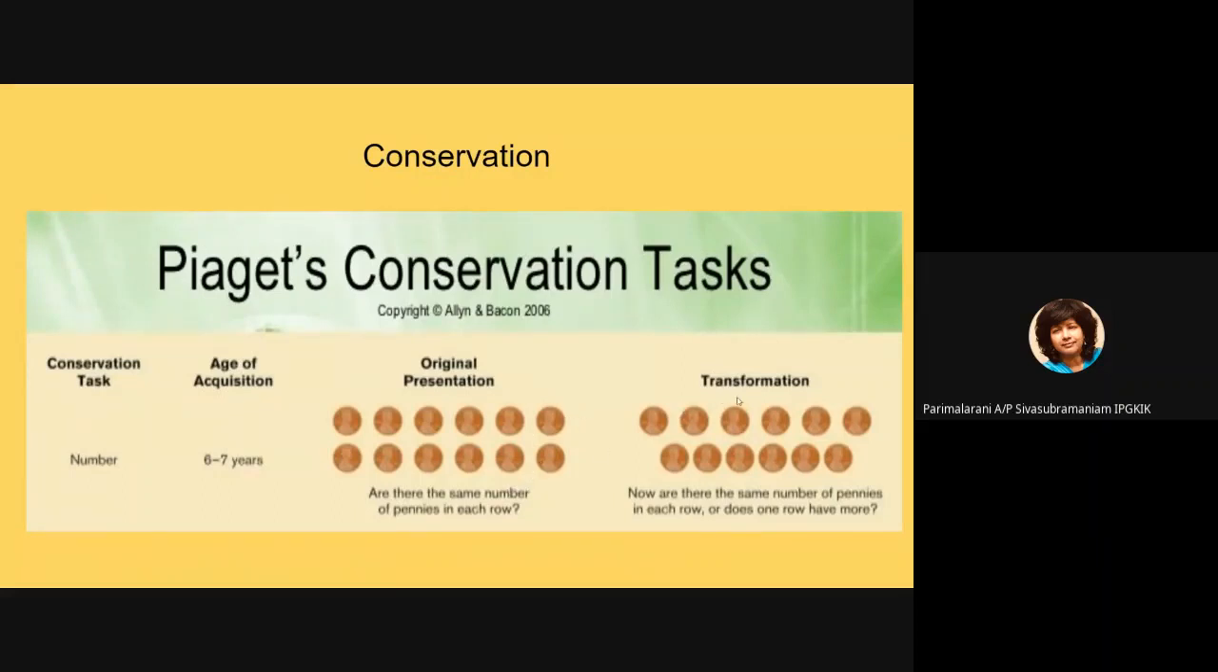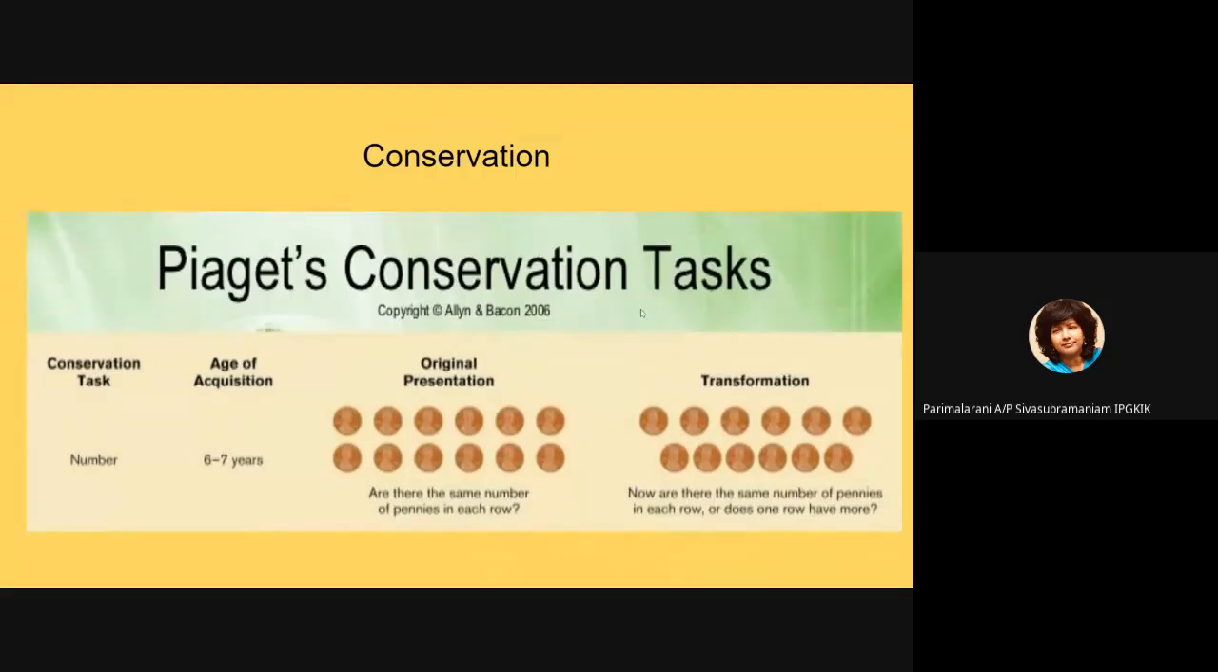But later, in the second row, he brought the pennies closer together and asked them, now which row has more? And they said the first row. So children who can't tell you that the number is the same have not conserved numbers yet. By the time children leave primary school, they must be able to conserve numbers. In fact, when they come into primary school itself, they must be able to conserve numbers.